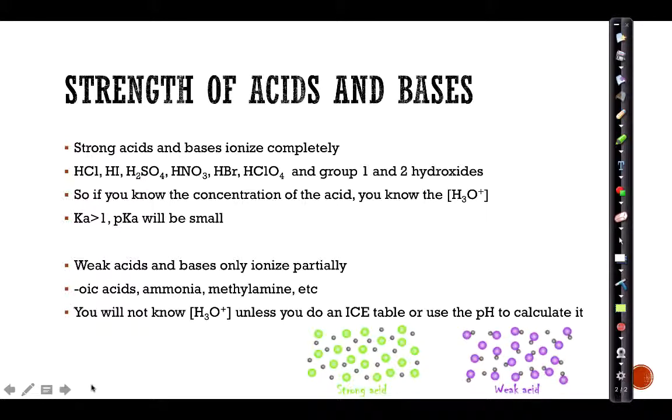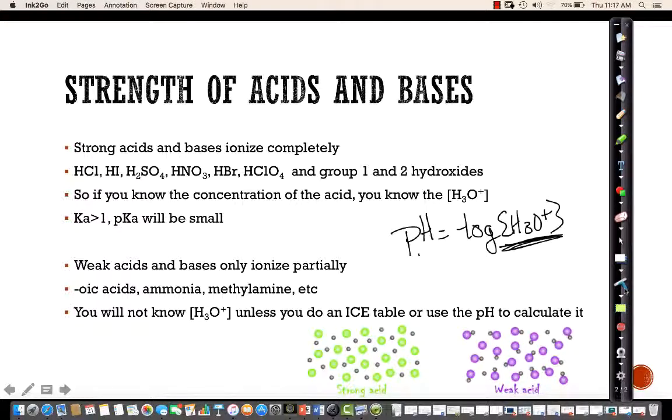Now, you're not going to know the hydronium concentration of weak acids and bases unless you do an ice table. Or, if you're given the pH, you can calculate for that. So even though it's not going to produce all of the hydronium that it could produce, if you measure the pH, it still measures the concentration of hydronium. So if you have the pH, you have this. You just need to plug the pH into this equation.